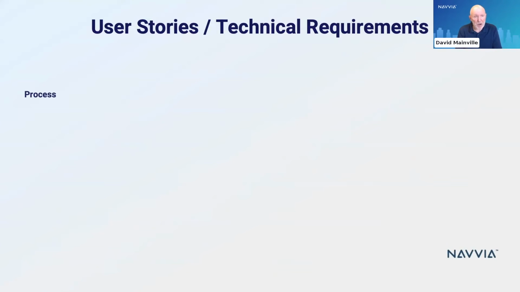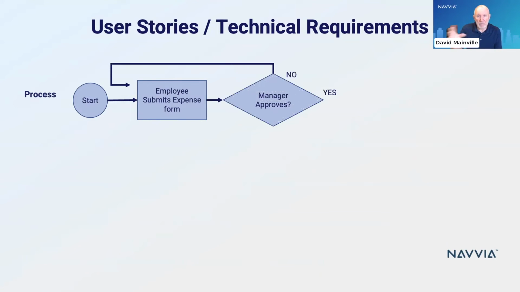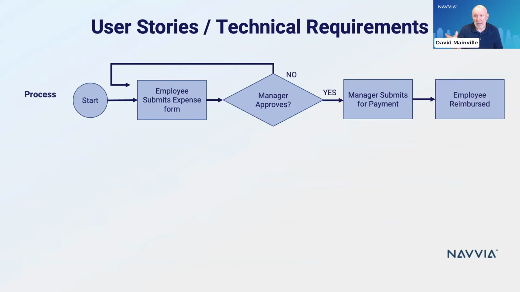So let's say you have a process, and that process is about implementing a very, very simple process around employee expenses, right? So the employee submits an expense form. The manager either approves or doesn't approve the expense form. The manager submits the expense for payment, and the employee is reimbursed through the financial group. So a very, very simple process, right?